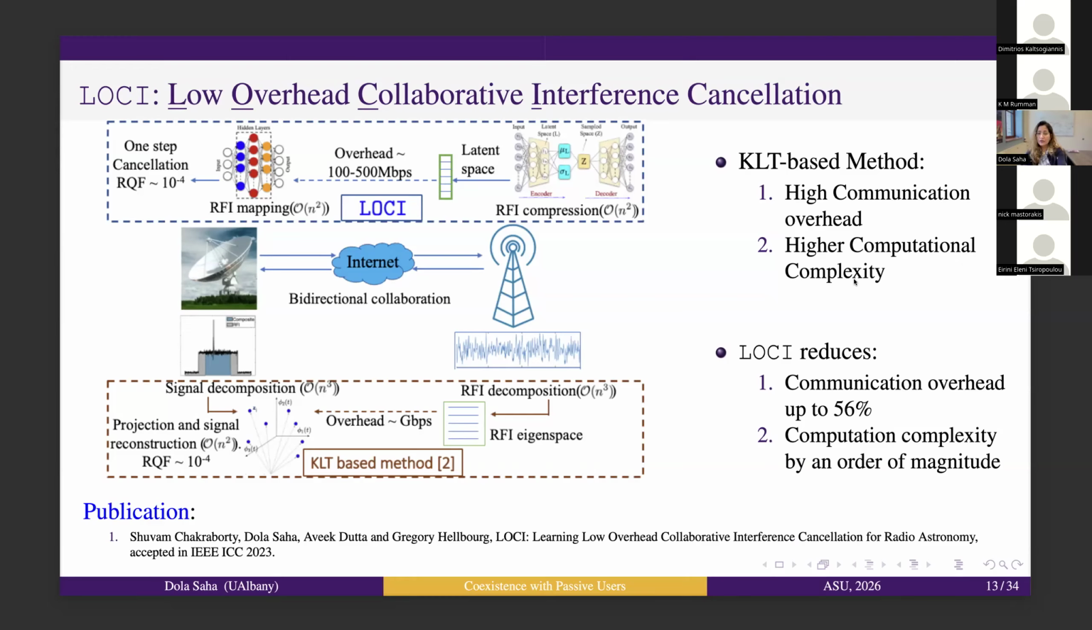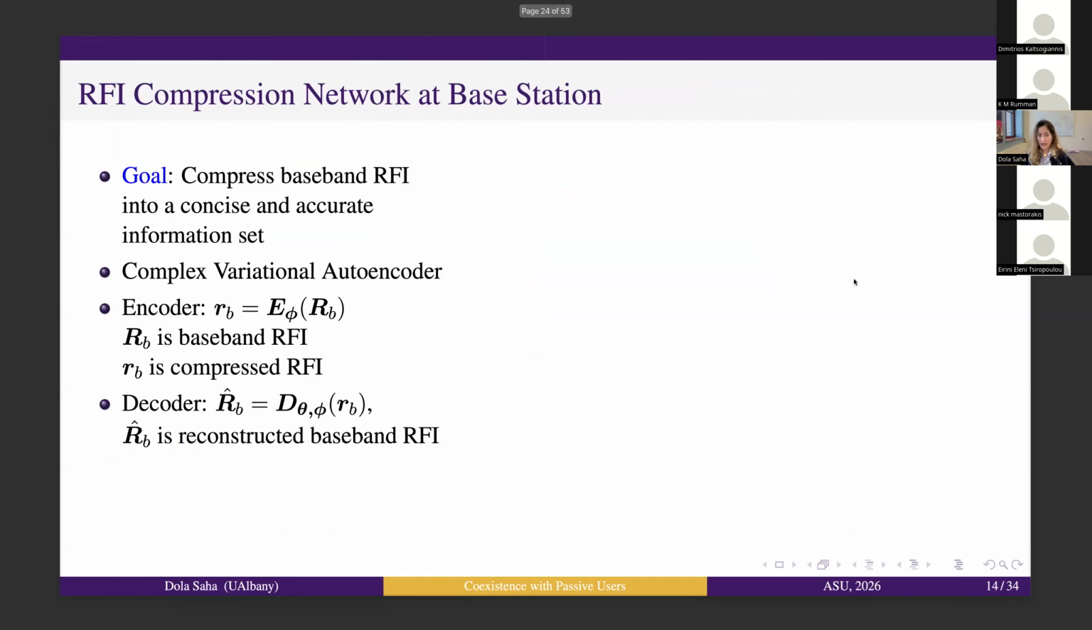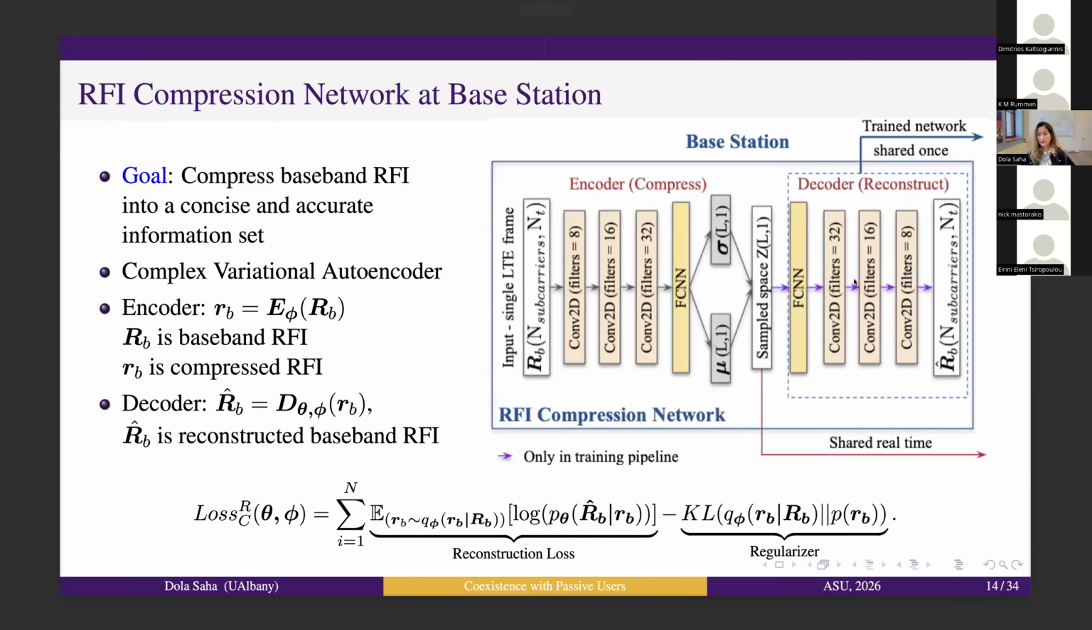How we do that is we utilize neural network models to reduce the overall communication overhead, so that the information that is passed from the base station to the telescope is minimized. There are two parts to it. First of all, we want to compress the actual signal, the baseband signal. So we train a model, and this one we call the RFI compression model.